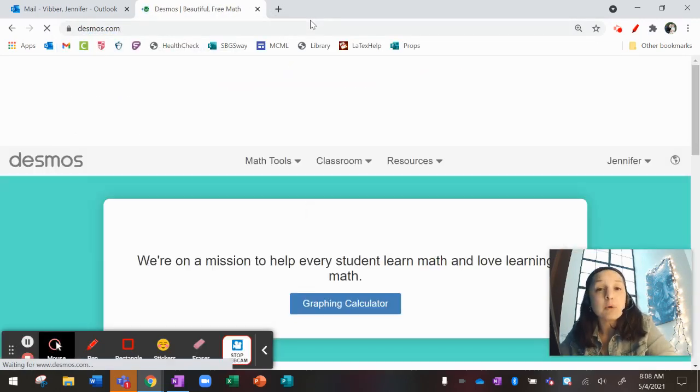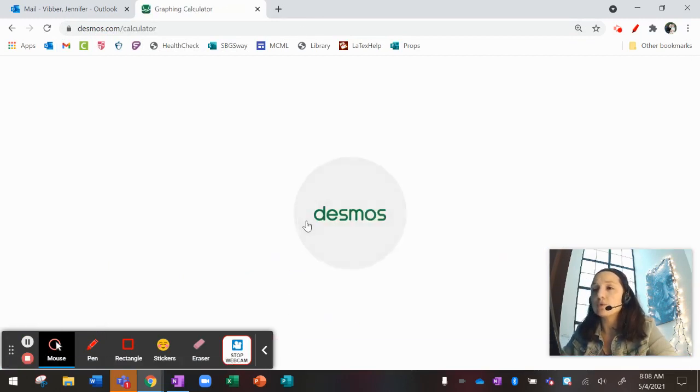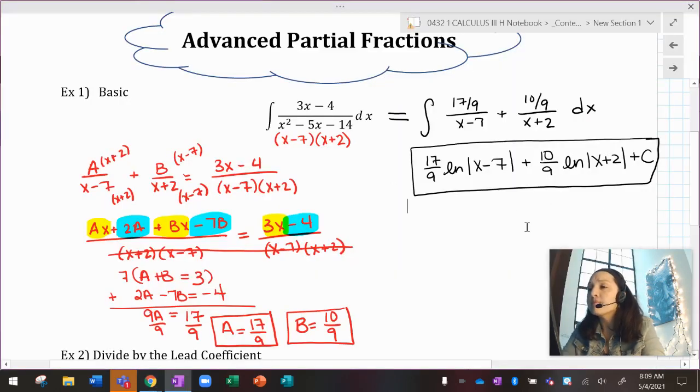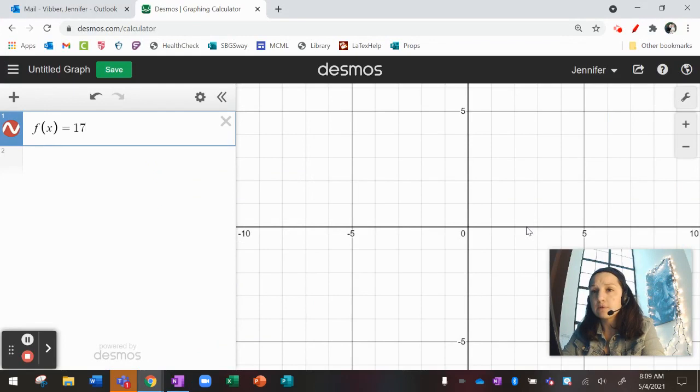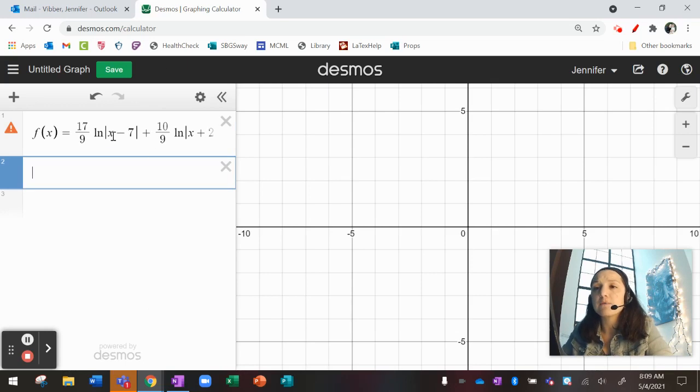So I'm going to try Desmos and show you another way to check your answer. If I go into Desmos and go to the graphing calculator, I am going to call f of x the thing that I got. 17 ninths ln, and now absolute value x minus 7 plus 10 ninths ln absolute value of x plus 2. There's f of x. There's my function.